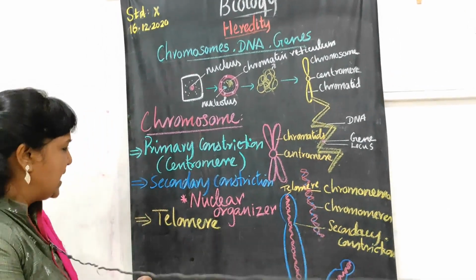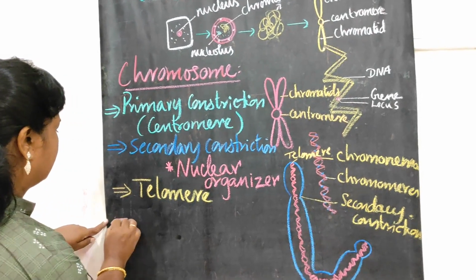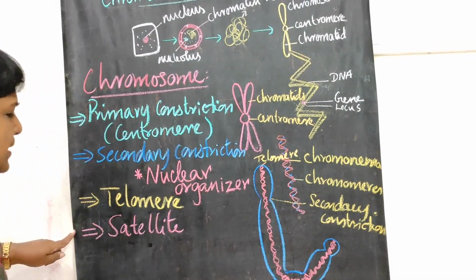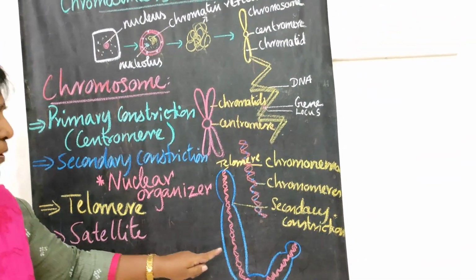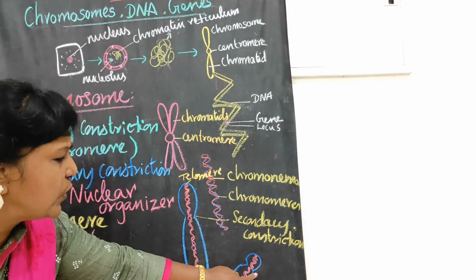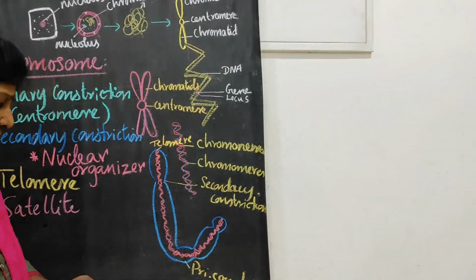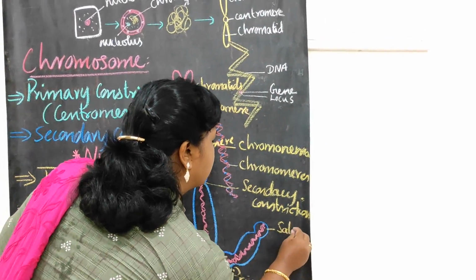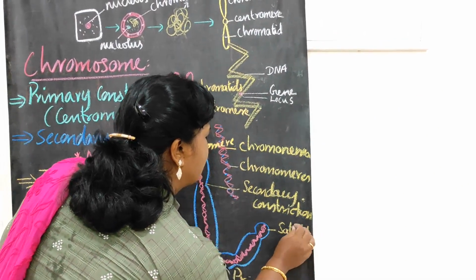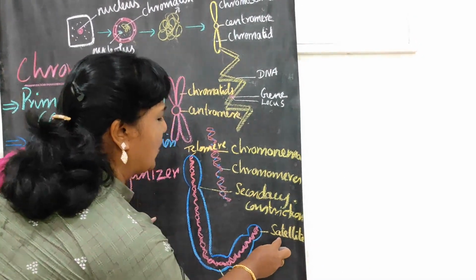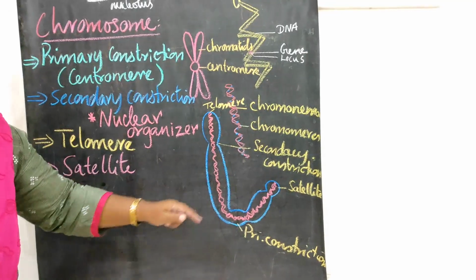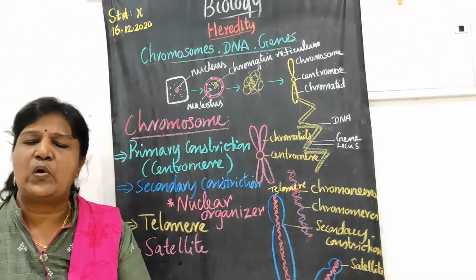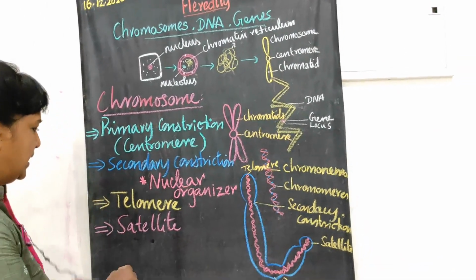And the last one is satellite. Some of the chromosomes have an elongated knob-like structure called satellite, and it is present at one end of the chromosomes. The chromosomes with satellite are known as SAT chromosomes.